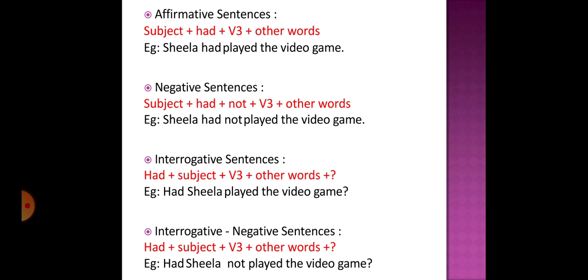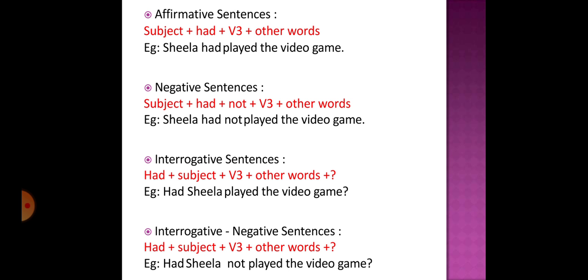Let's see the sentence structure. Affirmative, again subject plus had plus verb in the third form plus other words. Sheila had played the video game. Sheila is the subject, had played is the third form of the verb, and the video game comes under the other words. The helping verb had and the third form of the verb are used with all the subjects. If I give you one example: someone had stolen my lunchbox before the lunch time started.